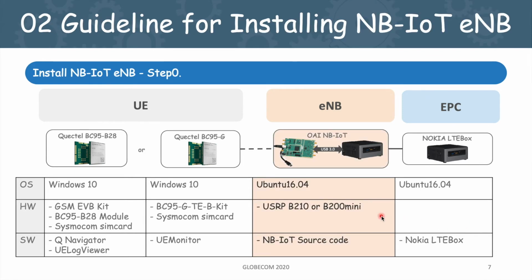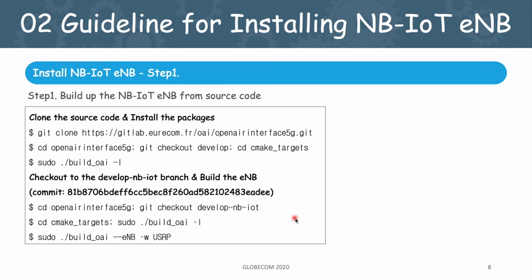The next slide is about the steps to install the NB-IoT base station. The deployment environment is based on the Linux system Ubuntu 16, and the hardware we used is USRP B210. To build up the base station, everyone can pull the source code from the OAI GitLab and check out the branch to develop NB-IoT. The latest commit is the stable one, so you can just follow the command line to compile the source code.